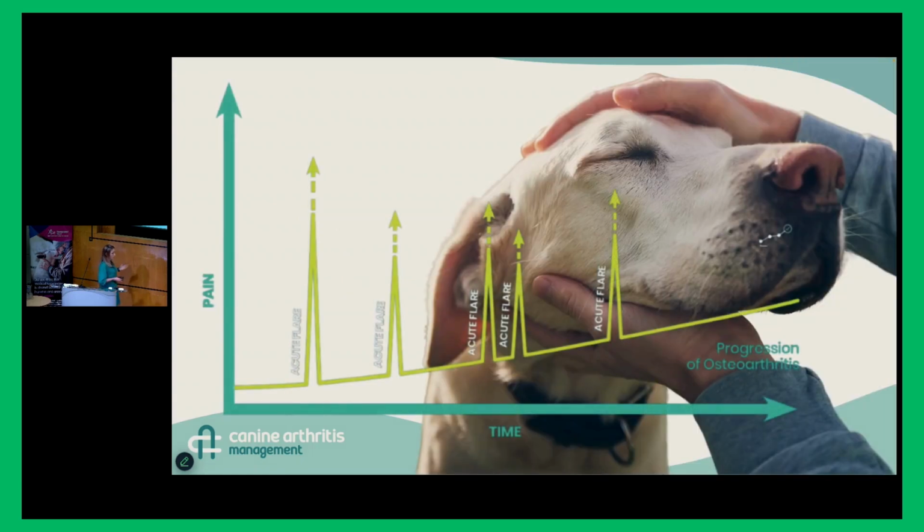Now, this is how we would look at OA progression. We would see it progressing over time, slowly increasing in overriding pain, populated by these acute flares, so these acute exacerbations in pain state. And over time, these acute flares will increase in intensity, duration, and frequency.